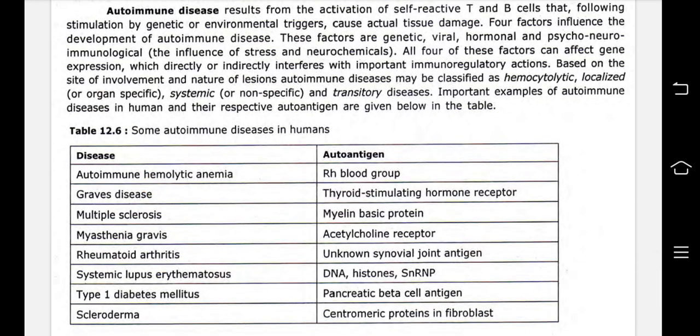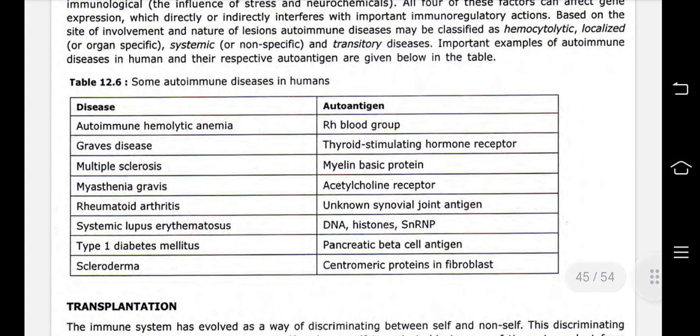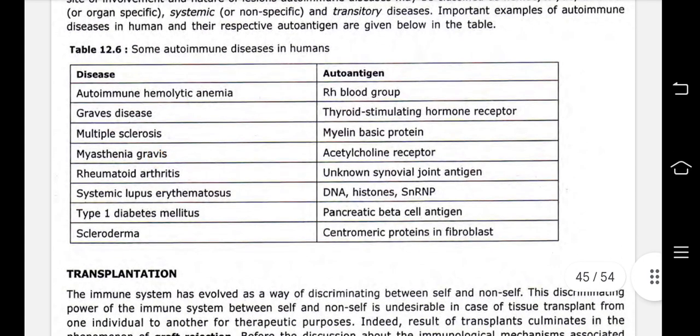Based on the site of involvement and nature of lesions, autoimmune diseases may be classified as hemocytolytic, localized or organ-specific, systemic or non-specific, and transitory diseases. Important examples of autoimmune diseases in humans and their respective autoantigens are given below in the table. Some autoimmune diseases in humans.